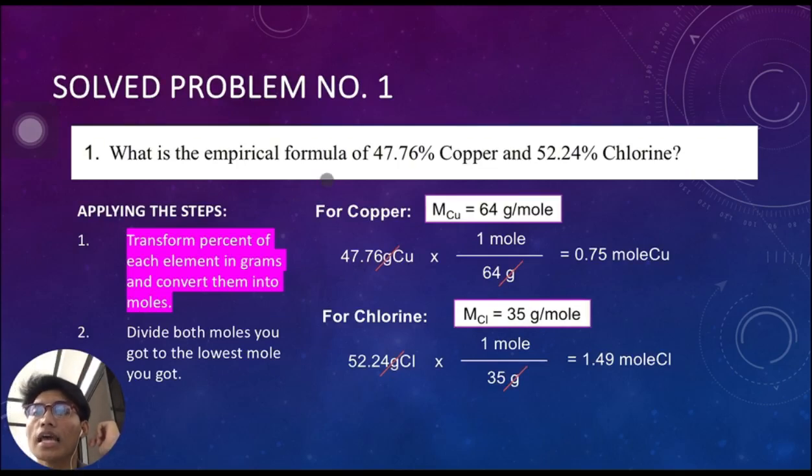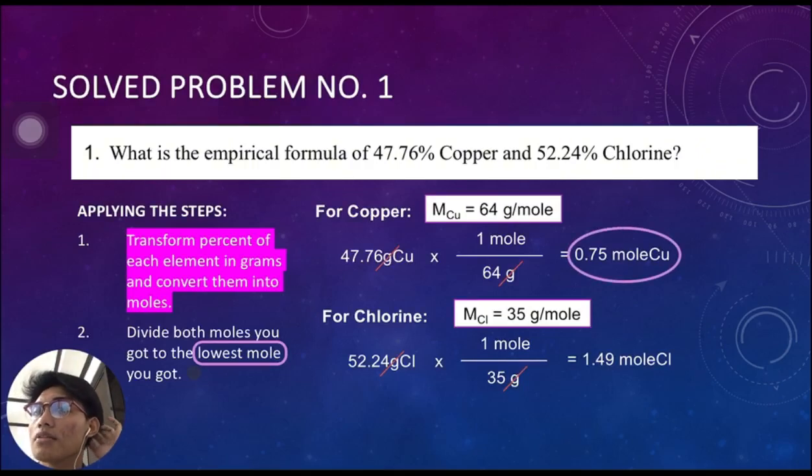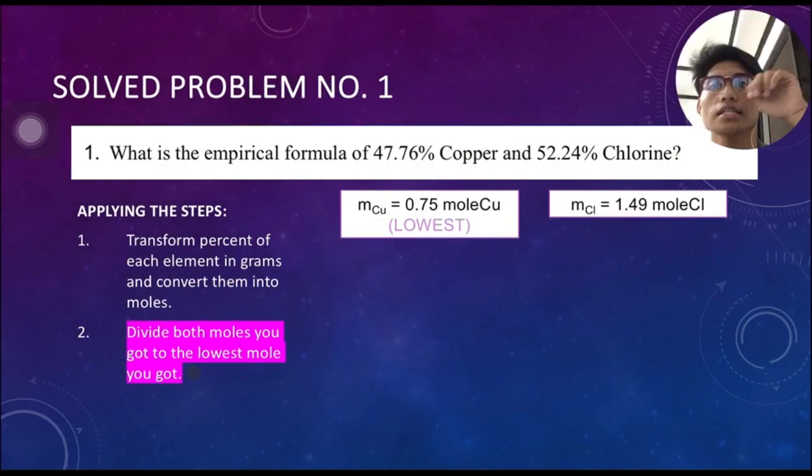Okay, what is the next step? You have to divide both moles you got by the lowest mole you got. So what is the lowest between the two? We have 0.75. This will be your lowest. Okay? What's next? This is what you got for your empirical formula. The mole. Okay? This is the lowest, the 0.75, of course.